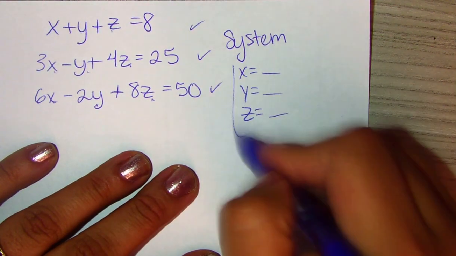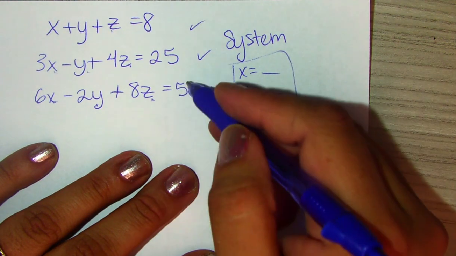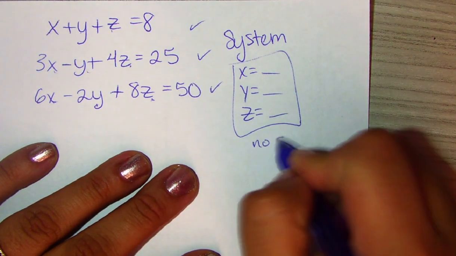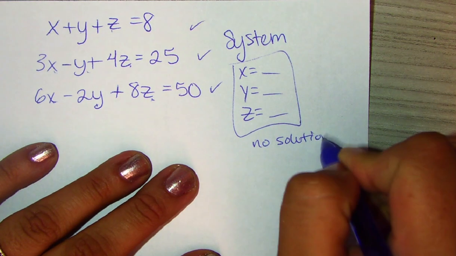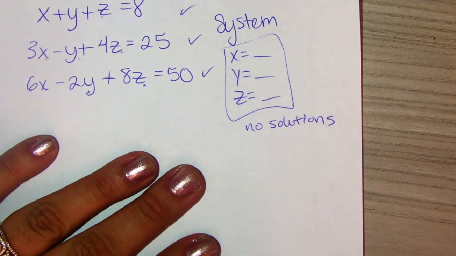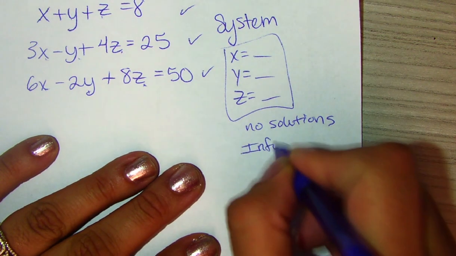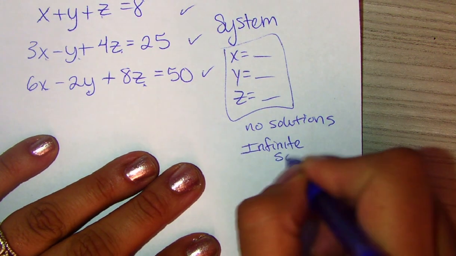So sometimes you are given values for all 3. Sometimes that is not possible, so you get no solution. And sometimes a lot of numbers give you those answers, any combination. There's a lot of combinations that could work, so then you get infinite solutions.